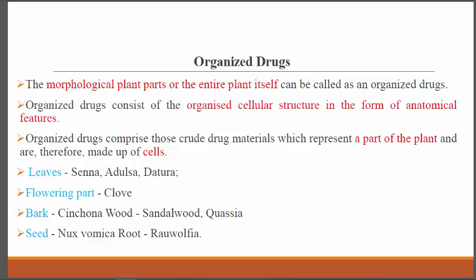Here the morphological parts of a plant, or the entire plant, can be called an organized drug, because we can identify the drug and it consists of different cell structures in terms of anatomical features, like leaves, flowering part, bark, seed, and it represents a particular part of the plant.